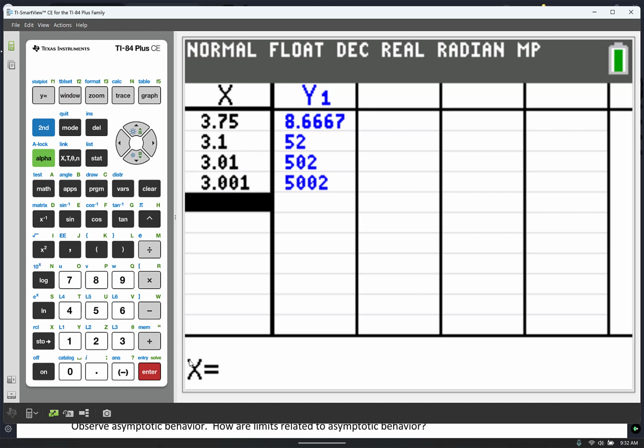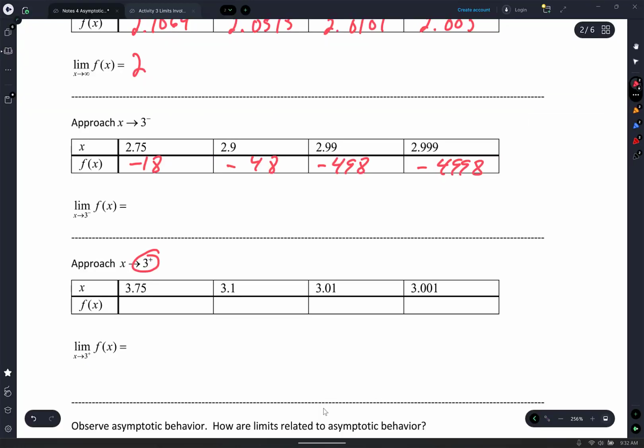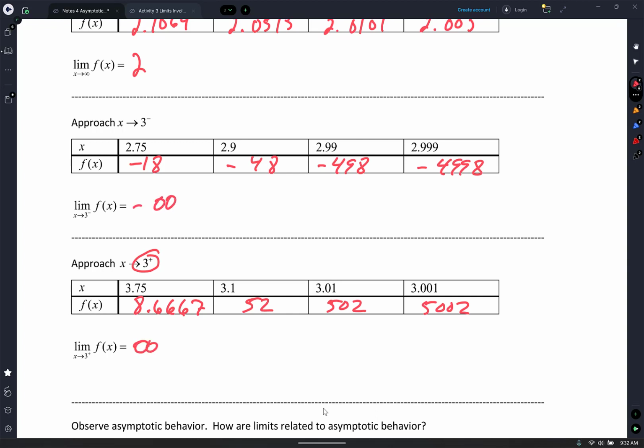That number is not converging. It just keeps getting larger and larger and larger. So hook me up. 666, 7. Next one. 52, 502, 5002. And then this is approaching positive infinity. The other one was approaching negative infinity. How do we feel, guys? Nothing crazy, right? All right.